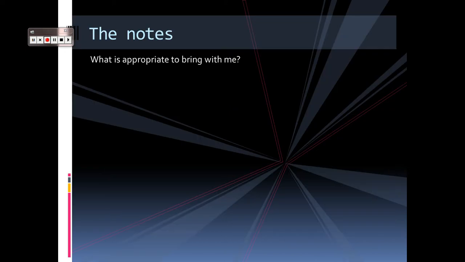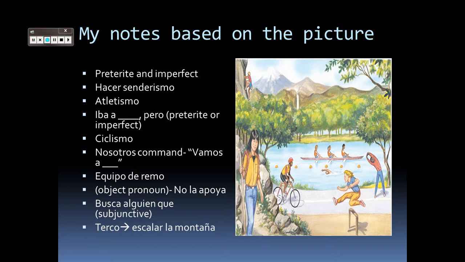Okay, so the notes. What can you bring into the description when you sit down for your test day? Well, of course, I don't want you to bring in the full word for word what you're going to say, because that's not fair. But these were my notes based on this picture. I knew that I needed to include some preterite and imperfect. I knew I needed the word hacer senderismo, this guy up here. I knew I needed atletismo for this guy. I knew iba a something, pero something. I was going to, but something happened.